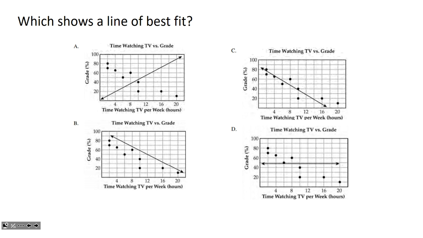This line in letter A is totally going in the opposite direction. The points have a negative correlation. They're going down from left to right. This one in B, the slope looks okay, but it kind of goes on top of all the points. So it's actually going to be letter C here. Letter C is the correct answer because the line is just going right through the middle of all the points.